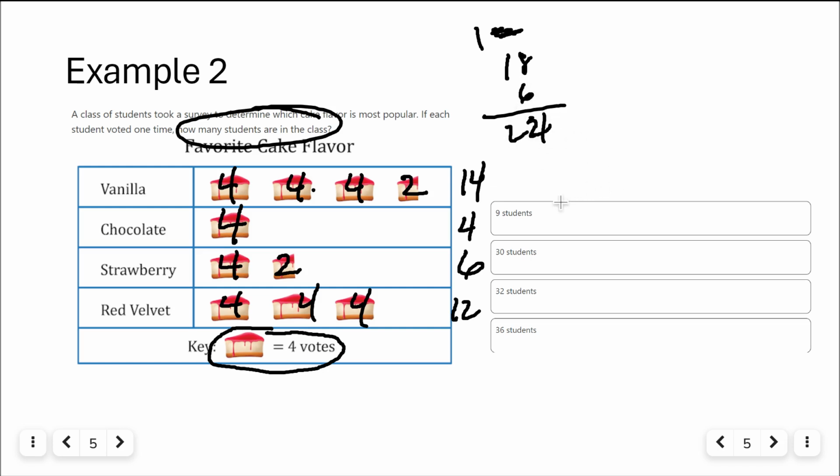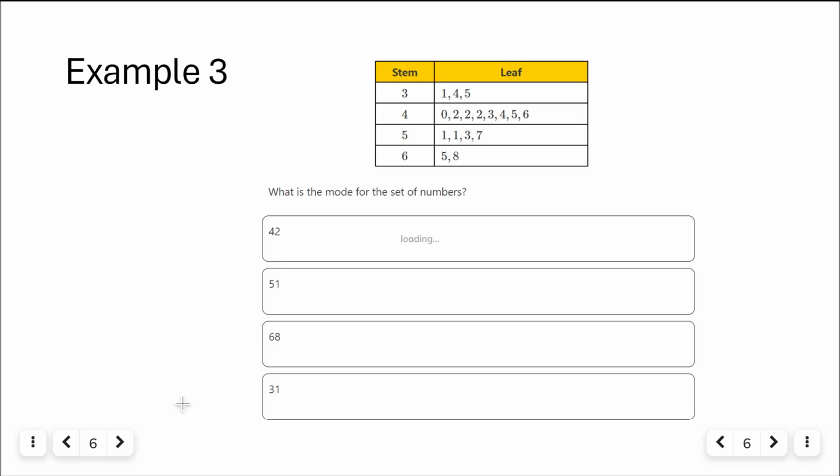24. Wow, that was really difficult. 24, and then this is 12. So 24 and 12, 36. There are 36 students. It's multiple choice. That's my answer. All right.